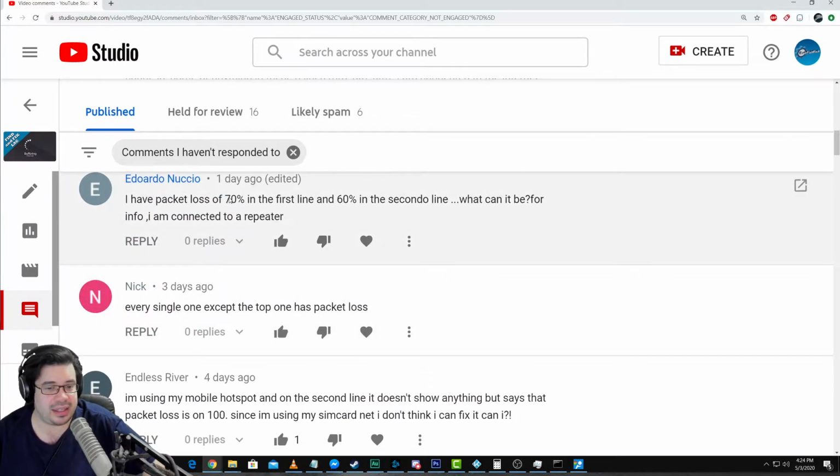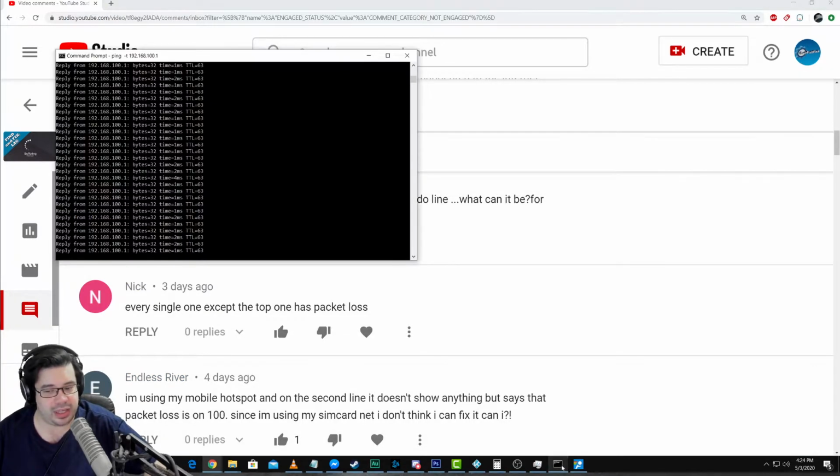I have packet loss of 70% in the first line and 60% in the second. Again, what I said at the beginning of the video, check your local stuff first. If you have packet loss in the first and second jump, you need to start switching out equipment. Start with the cheapest stuff first. Network wires are the cheapest. If you're on Wi-Fi, run a network wire and see if that makes a difference. After that, network card, hub, router, modem. And then after that, you pretty much replaced everything.